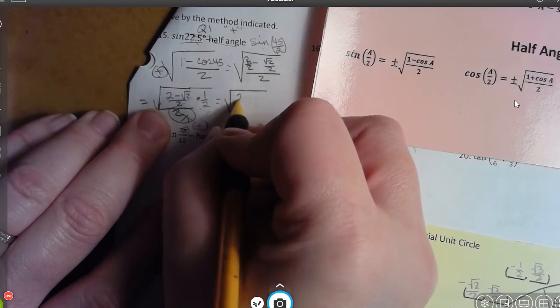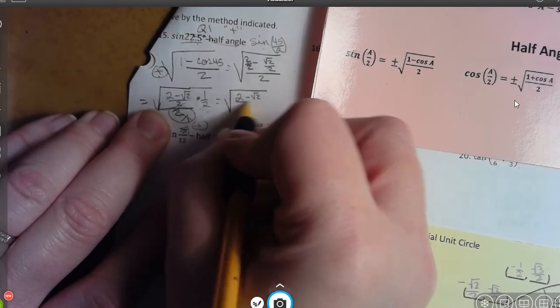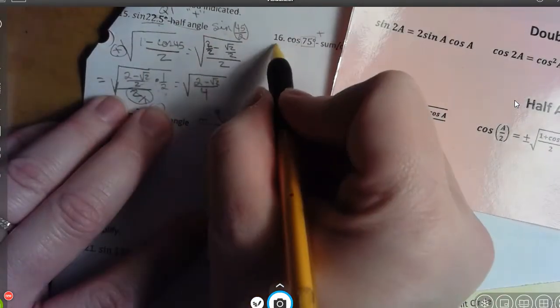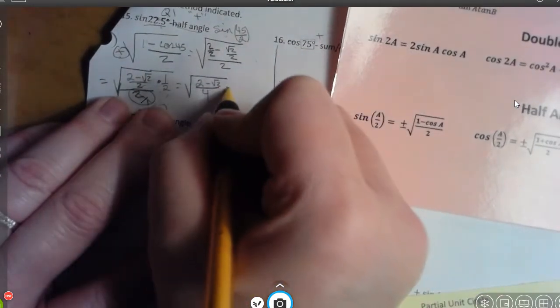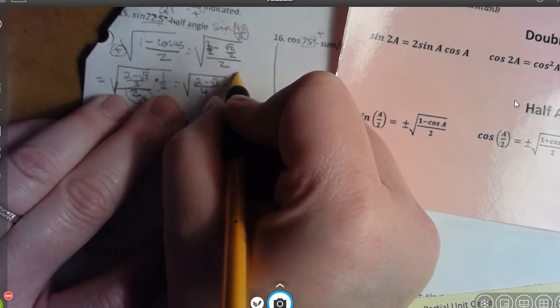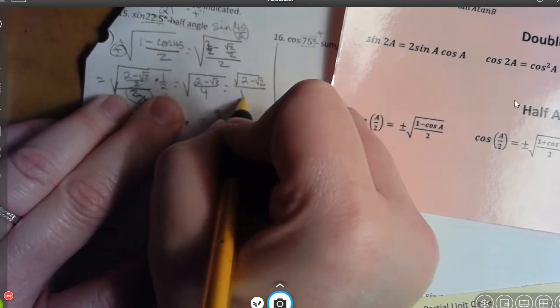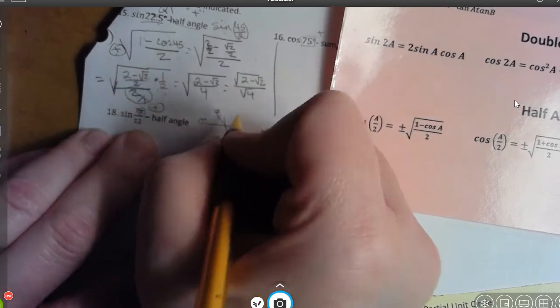All right, so this just becomes 2 minus the root 2 all over 4. Now I've got this fraction under the radical, that is a problem, and I've got to split it. It becomes the square root of 2 minus the root of 2 all over the root of 4, which is, and I'm going to get rid of this because I don't need it now.